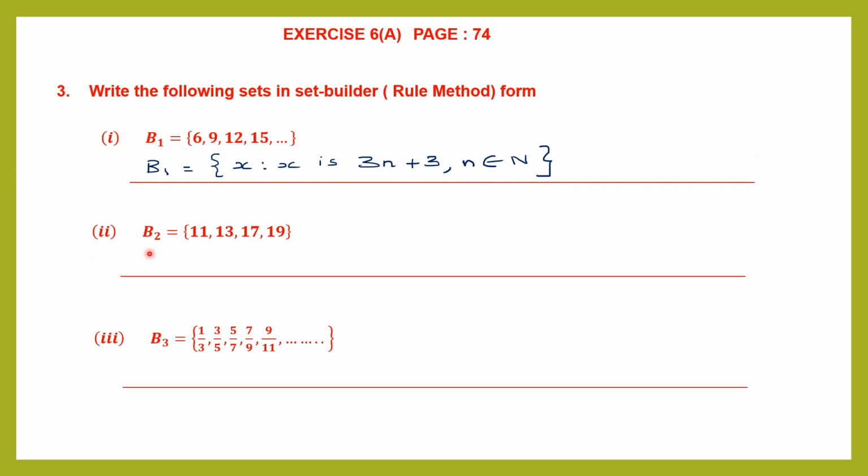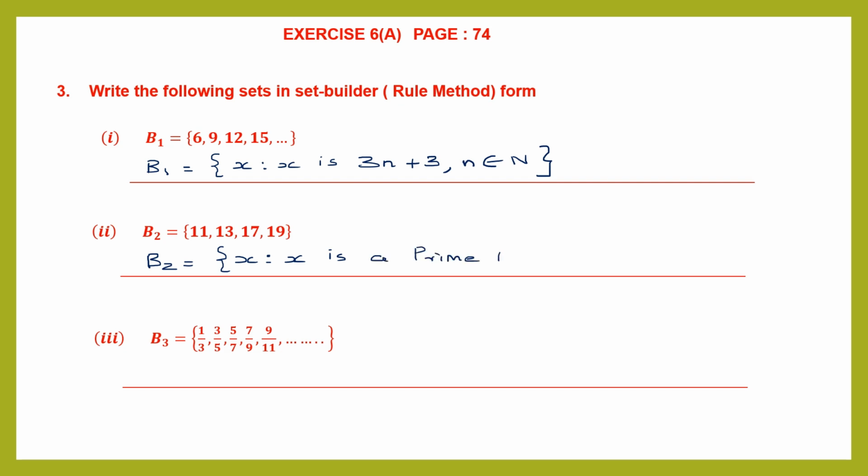Second one, set B2 is 11, 13, 17 and 19. Now what are these numbers? These are prime numbers, isn't it? So how do I write this set? I write B2 is equal to, now put your curly brackets and write this, X is such that X is. What is X? It's a prime number, isn't it? 11, 13, 17 and 19 are prime numbers. So you can say X is a prime number.